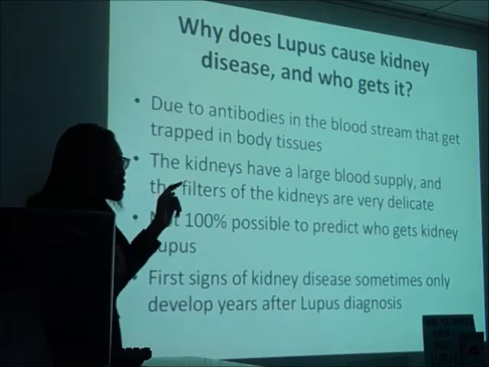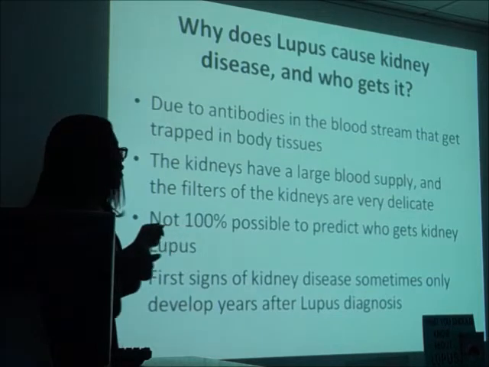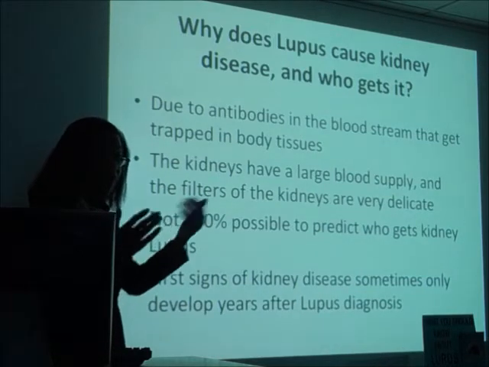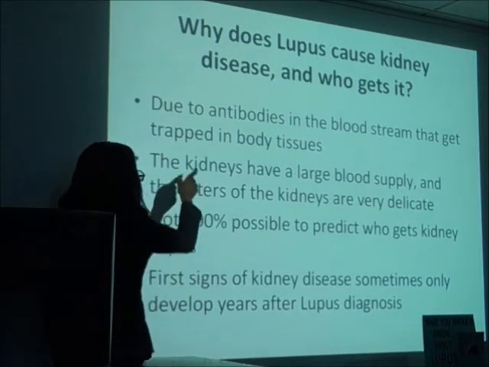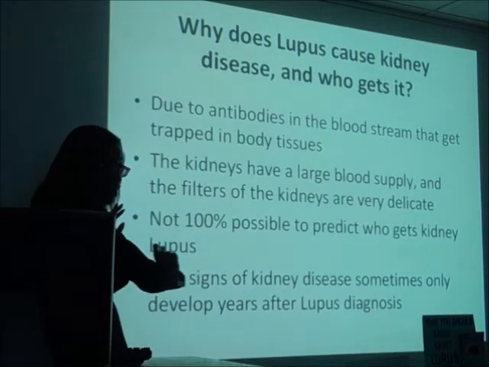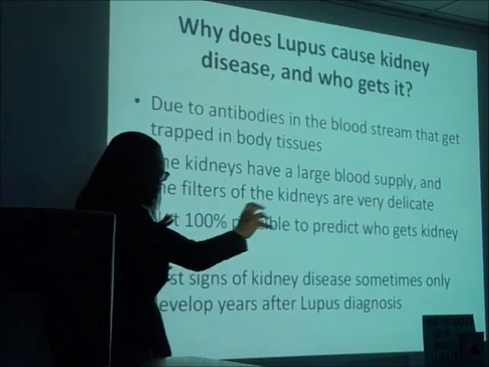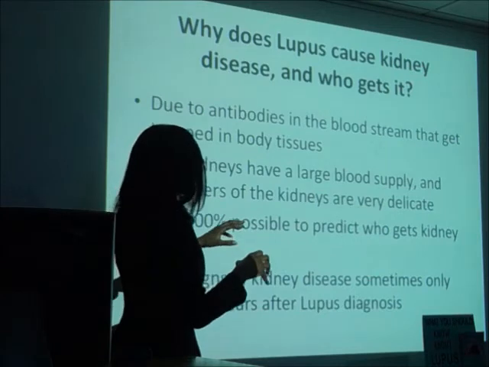So maybe you'll wonder, why does lupus cause kidney disease? And who gets it? Well, we've already said it's about a third, and you've demonstrated it in this room, about a third. It's because of those antibodies. Remember that sequence of events with our immune cells ending up producing antibodies, and those antibodies then sticking within the kidney.